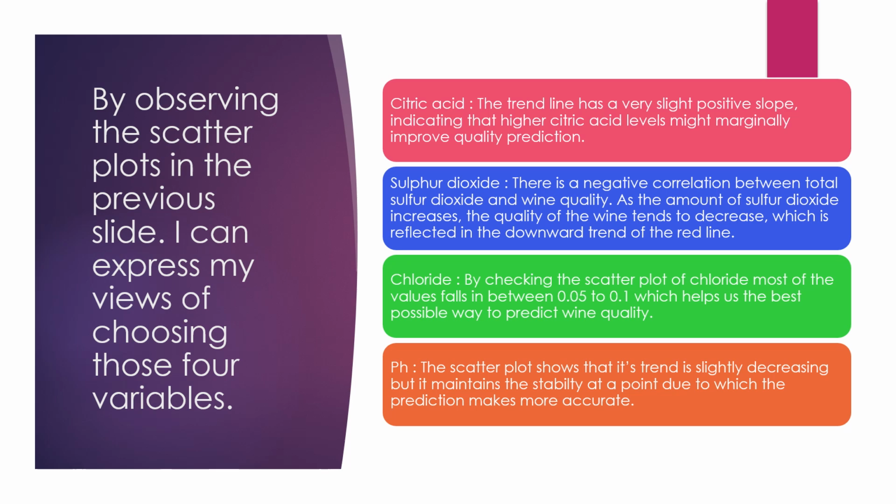And for chlorides, the scatter plot shows that most values lie between 0.05 and 0.1, which appears to be the most effective range for predicting wine quality. And for pH, in the scatter plot, at some level the pH remains stable at a specific point, contributing to more precise predictions.